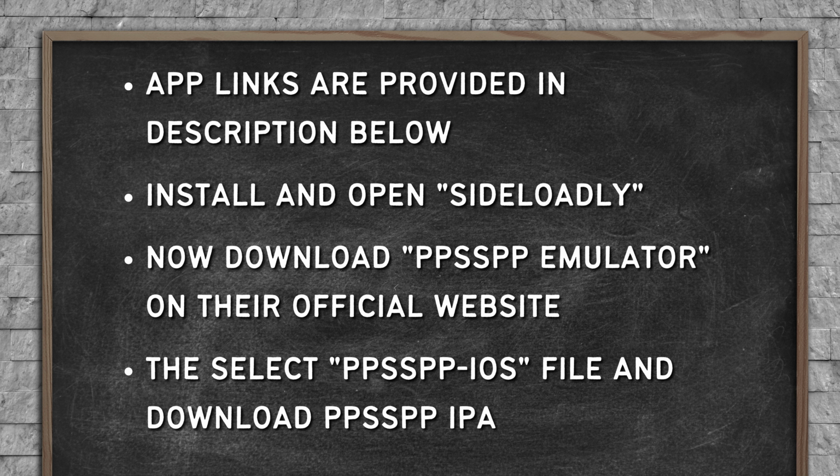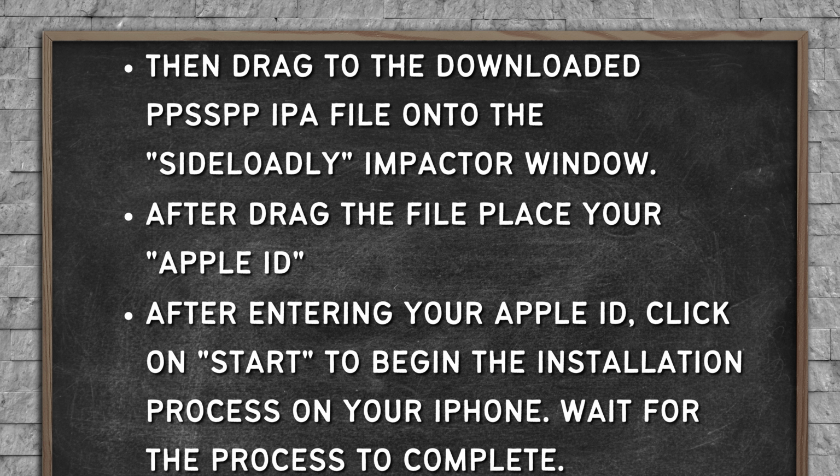Then select the PPSSPP iOS file and download the PPSSPP IPA. Then drag the downloaded PPSSPP IPA file onto the Sideloadly Impactor window. After dragging the file, enter your Apple ID. After entering your Apple ID, click on Start to begin the installation process on your iPhone. Wait for the process to complete.